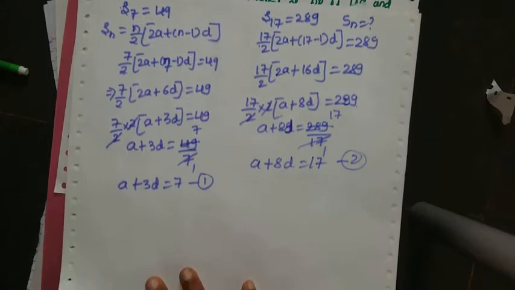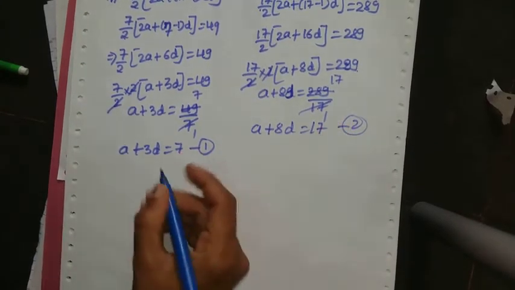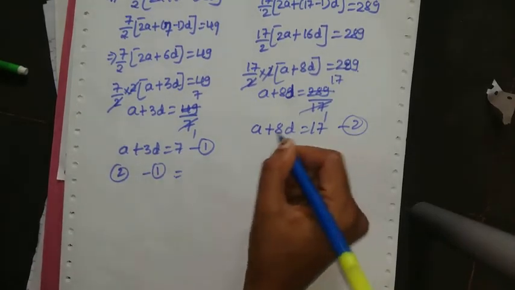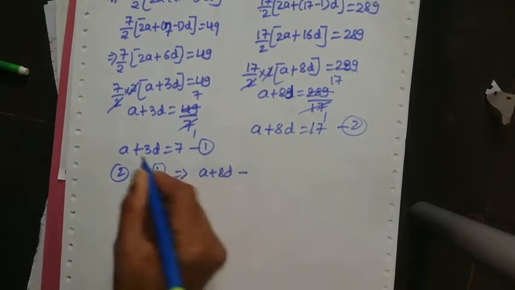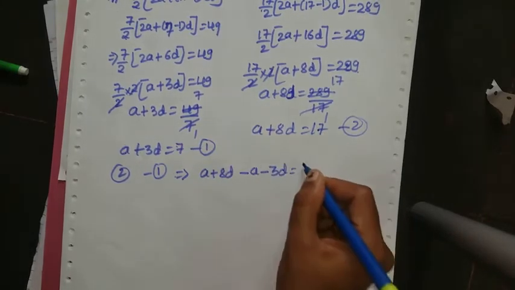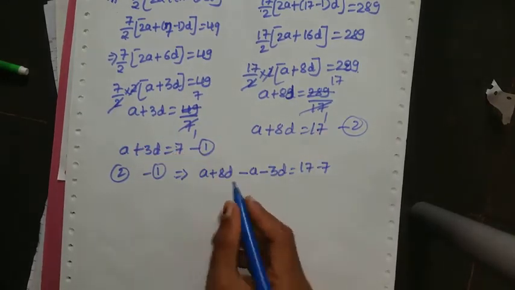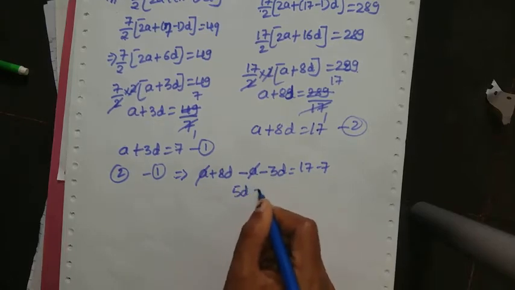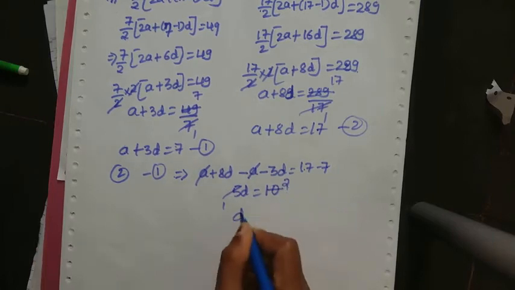Here we have two equations in the form of a and d. So I subtract equation 1 from equation 2. We get a plus 8d minus a minus 3d equals 17 minus 7. So LHS minus LHS, RHS minus RHS. So a becomes 0, 8d minus 3d is 5d equals 17 minus 7, which is 10. 5 into 2 is 10, so here d is 2.